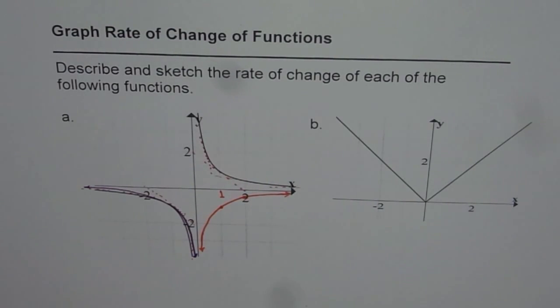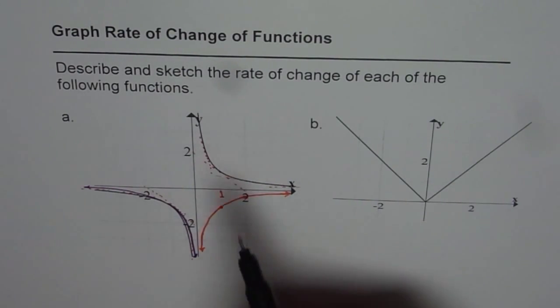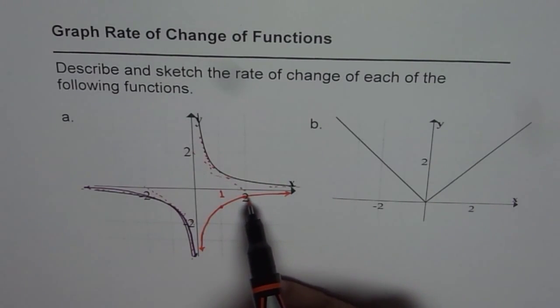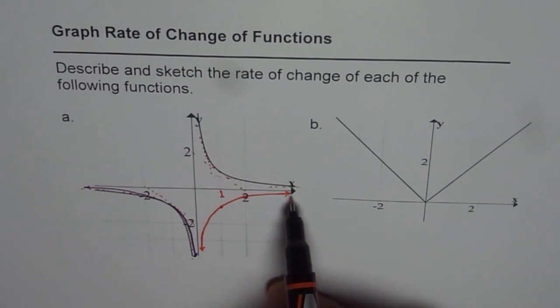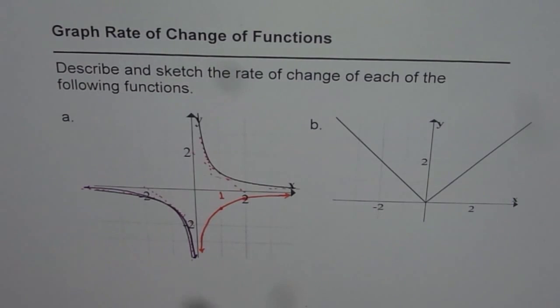I hope the concept is clear. So when you do it, draw tangents, find their slope, that is rise over run, and plot a point as I did in the second half. Connect them to get a neat sketch for the rate of change.